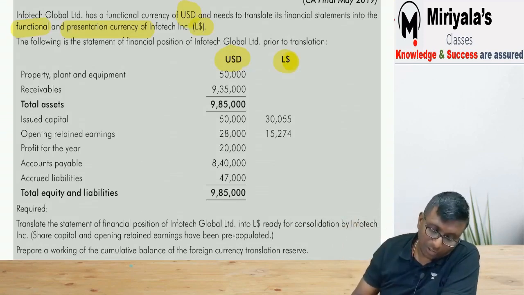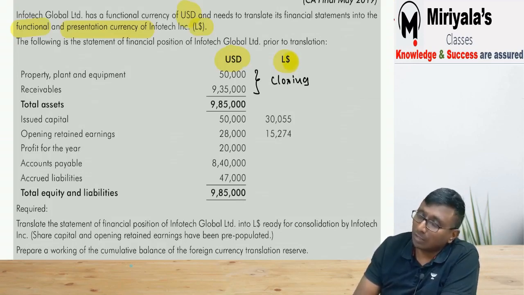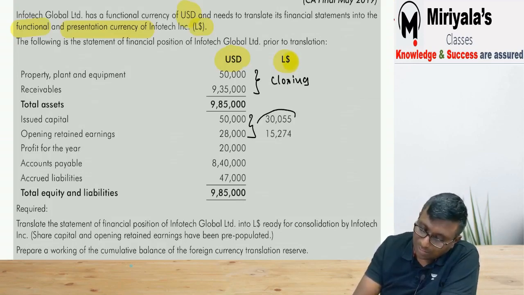Anyhow, look here. So property, plant and equipment, correct? For these two things, what are you supposed to apply? Closing rate only you are supposed to apply. These two things, they have already given only the dollars, the dollar number is given. So you don't need to apply your brain.